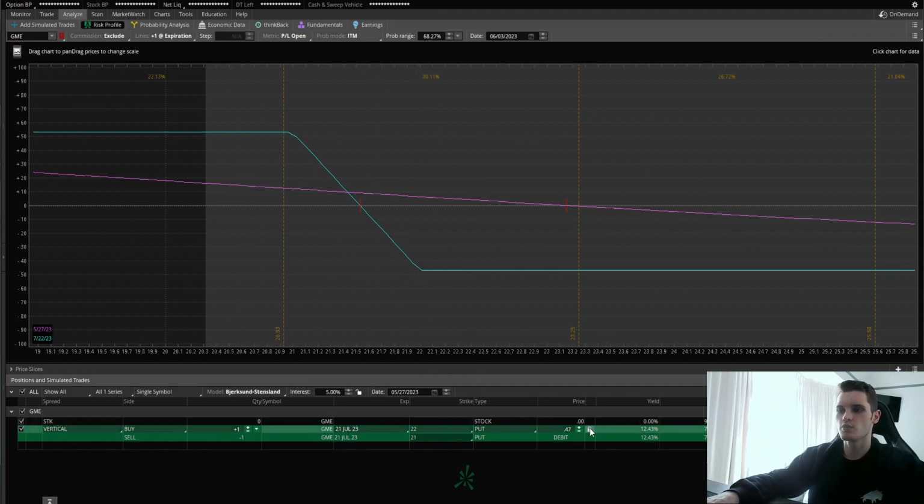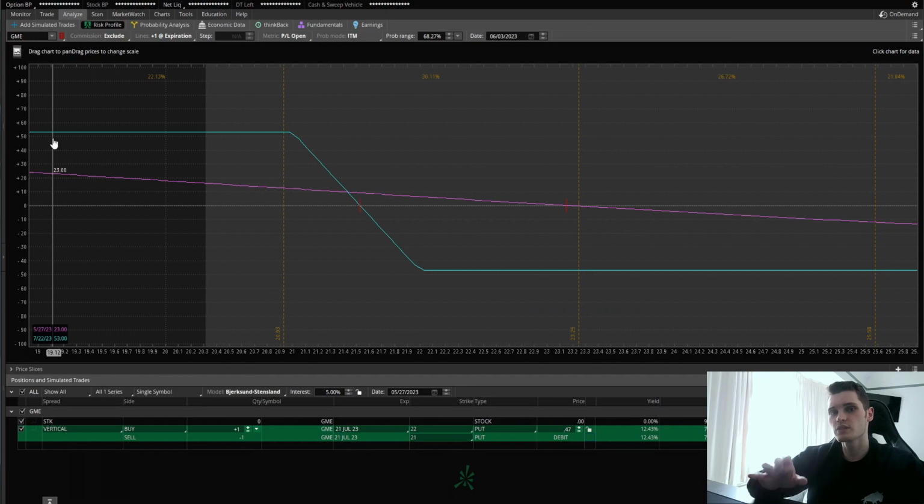What we can see right now is, if GameStop keeps going against us and kept going higher, we would lose $47 no matter how high it goes. Anything above $21.50, we start to lose money. Anything above $22 is our max loss of $47. On the other hand, if we start going to the downside, we have a max reward of $53. So if it goes to $21 or below, we get our max win.